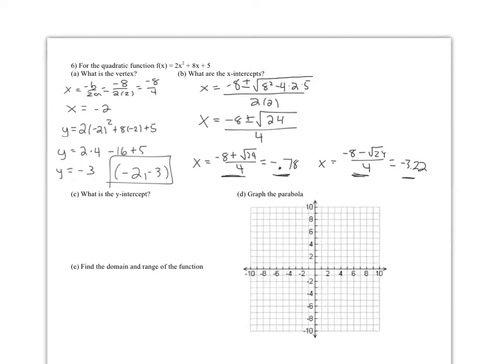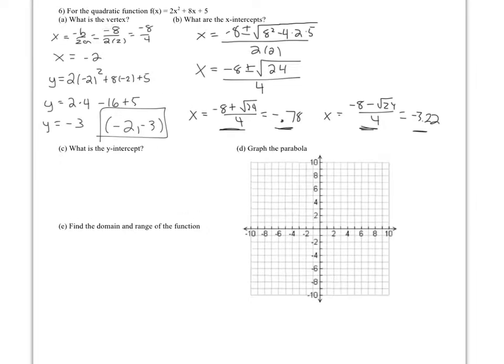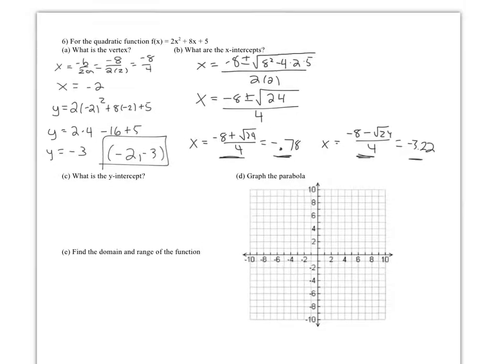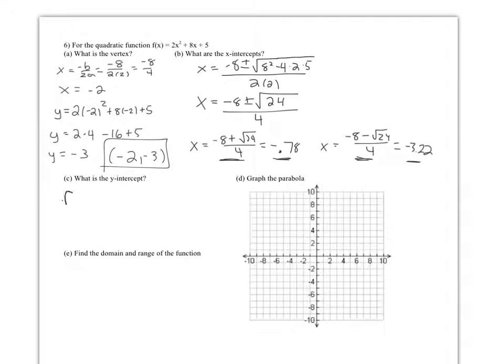So let's zoom out here and let's get our information. Oh, we need the y-intercept still. For the y-intercept, just like last time, I'm just going to plug in 0. So f of 0 is my y-intercept. And in this case, it's a little more straightforward because that's 0, that's 0. My y-intercept is just 5.